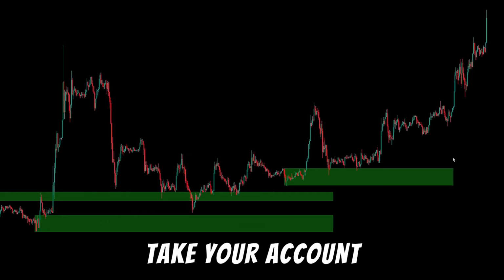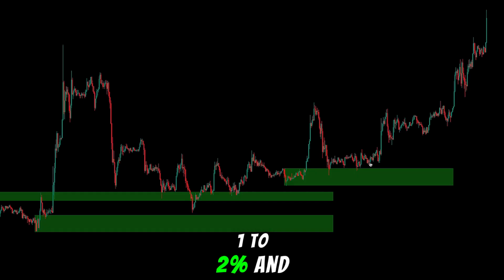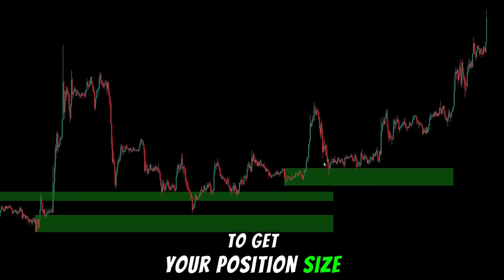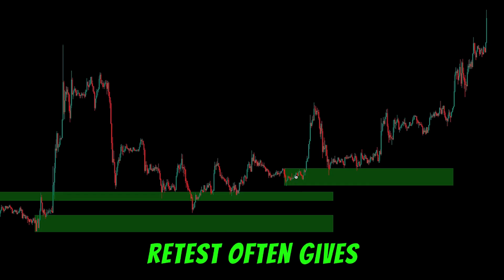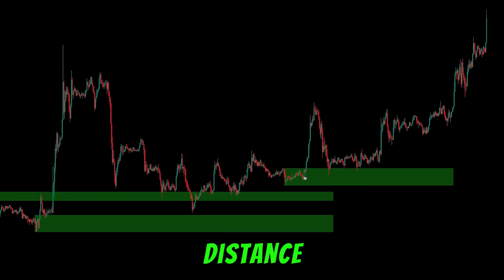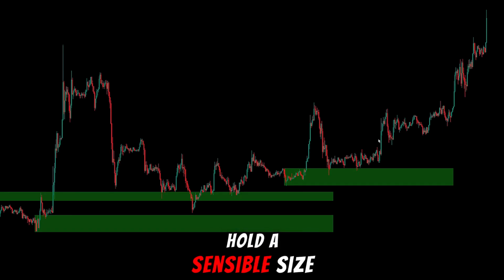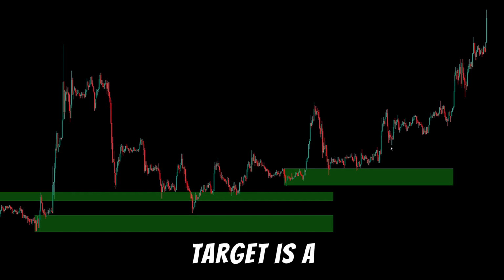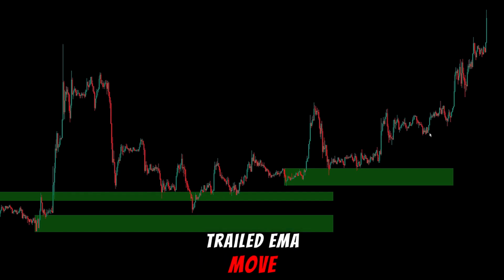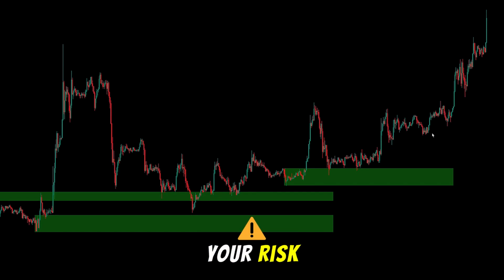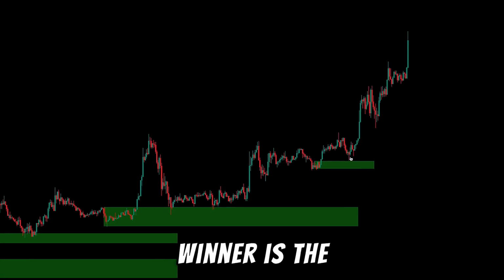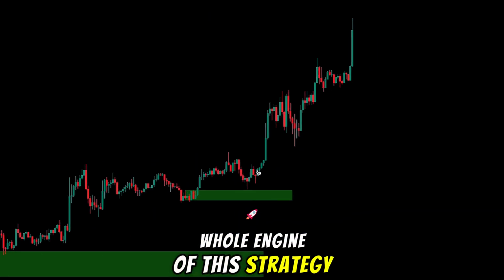Take your account, decide your risk, 1 to 2%, and divide by the distance from entry to that stop to get your position size. A tight VWAP retest often gives a small stop distance, which means you can hold a sensible size while still risking only 1%. And because your target is a trailed EMA move that's often several times your risk, the reward to risk stacks in your favor. Small, defined risk plus a trailed winner is the whole engine of this strategy.